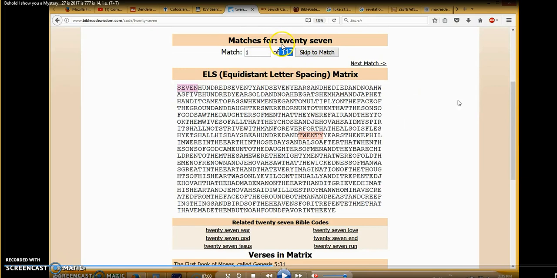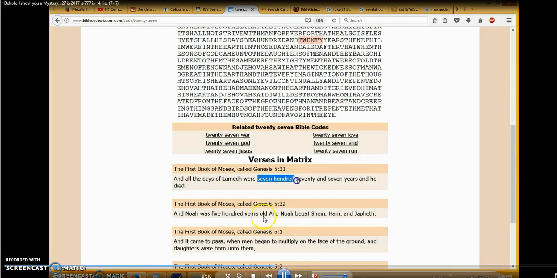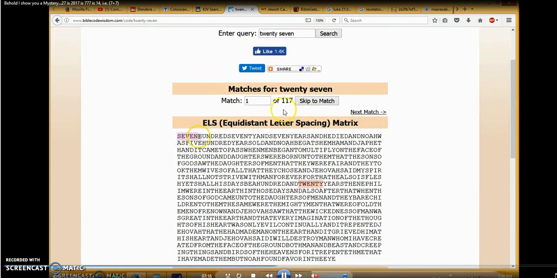But the reason I believe this confirms, or God has confirmed, that 27 refers to the year 2017 is because it came up with 117 matches, which 117 or Psalm 117 represents the year 2017. And the very first line that comes up in this table is 777 years. This was talking about the years of Lamech. Okay, and I show that over here. It's in Genesis 5, verse 31, where it talks about the years of Lamech being 777 years.